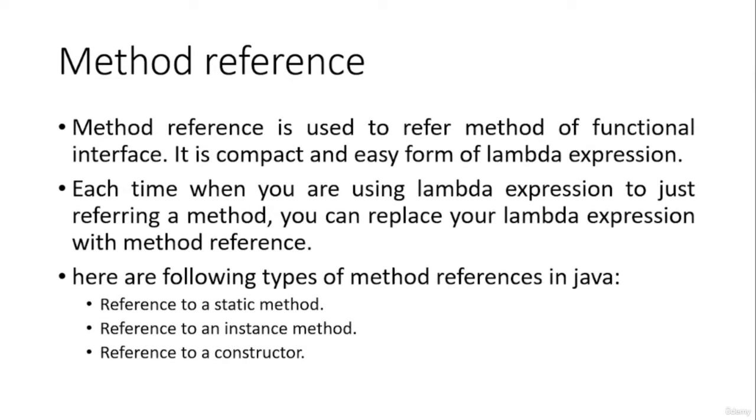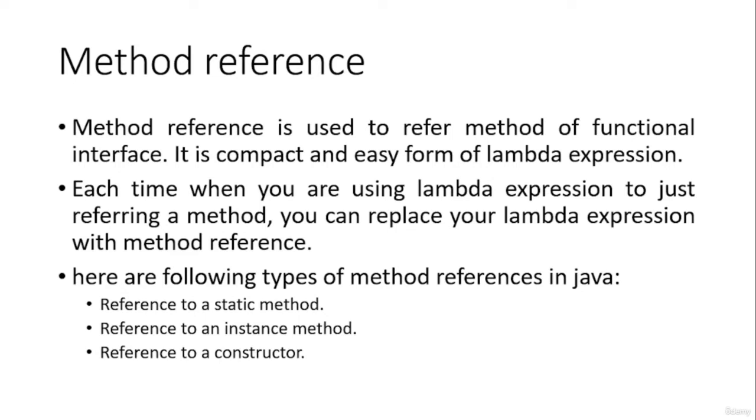A method reference is a compact form of lambda expressions, which can be used to refer to a particular method of a functional interface. It can be used whenever we are using lambda expressions for referring to a particular method of the functional interface, so the lambda expression can be replaced with the method reference. The syntax of a method reference is the double colon operator followed by the particular method you want to refer.